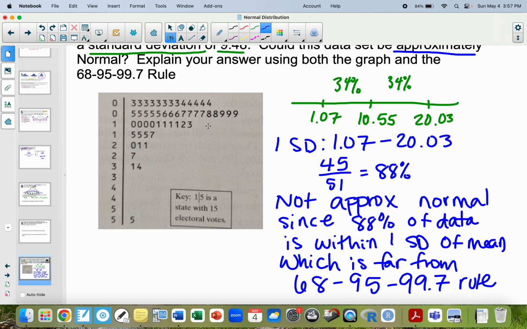Okay, so I would say it's pretty safe to say that this is not approximately normal because that's pretty far away, which I agree with. When we looked at this, this does not look like a normal curve. It looks like it is skewed. Okay, so it's pretty safe to say, yeah, probably not approximately normal.